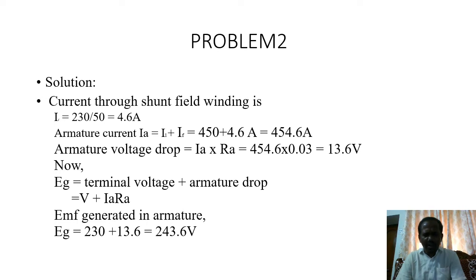What is the terminal voltage? Actually, the problem gives that as 230 volts. 230 plus Ia Ra drop 13.6 volts. So the generated EMF in the armature is 230 plus 13.6, 243.6 volts. What is the generated EMF in the armature? 243.6 volts. Next slide.